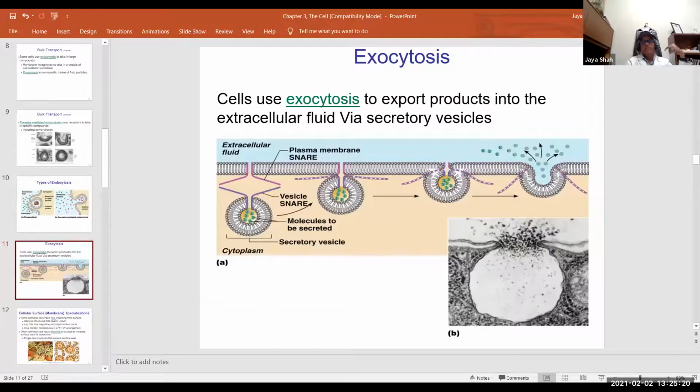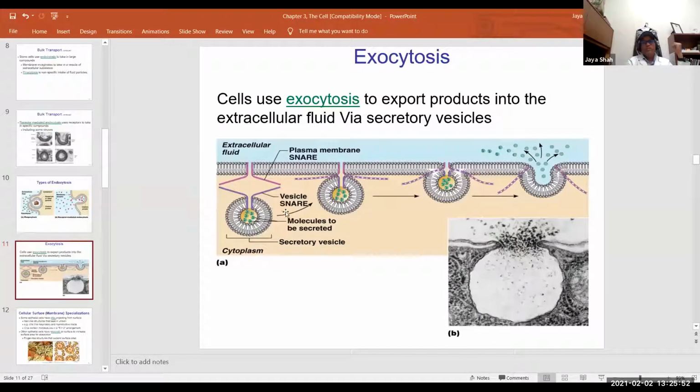Here is exocytosis, on the other hand. Exocytosis means when a cell, like here a mucus cell, makes the mucus and then spits it out. Once the mucus or any molecule is synthesized in the cells, it is stored in a vesicle first. And those vesicles cover the molecules to be released.